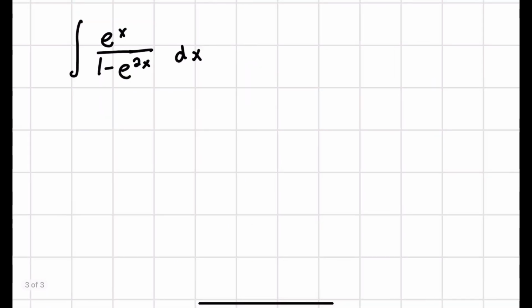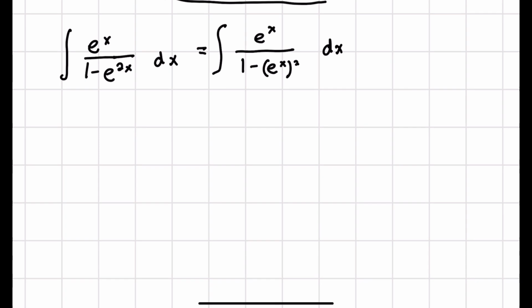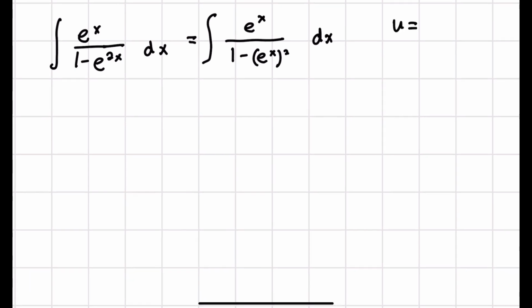We have e to the x over 1 minus e to the 2x. So this could be rewritten as the integral of e to the x over 1 minus e to the x, and all of this is to the power of 2. So let's try this, and let's try to use u substitution here. So let's set u equals e to the x, and the derivative of that is simply e to the x.